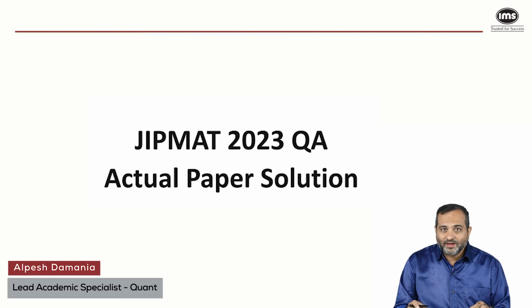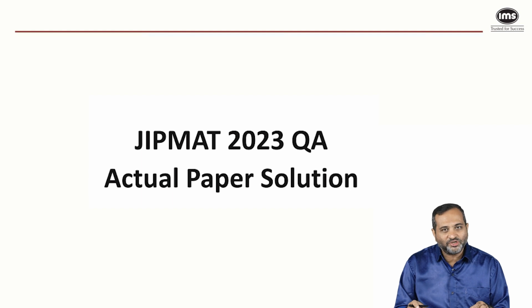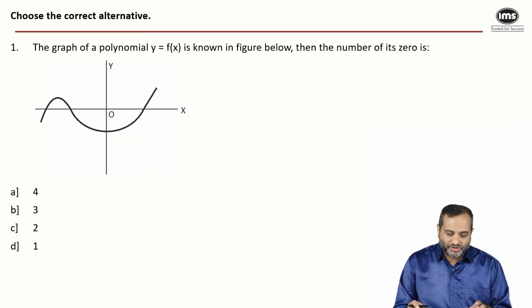You would be aware that the paper had three sections: maths, English and logical reasoning. There were 33 questions in maths, 33 questions in logical reasoning and 34 questions in English. So let's start with the solutions for the quantitative or the maths section. Let's look at the first question.